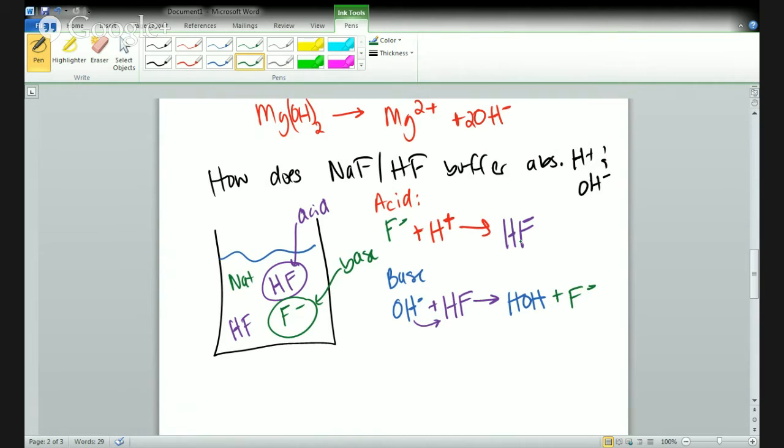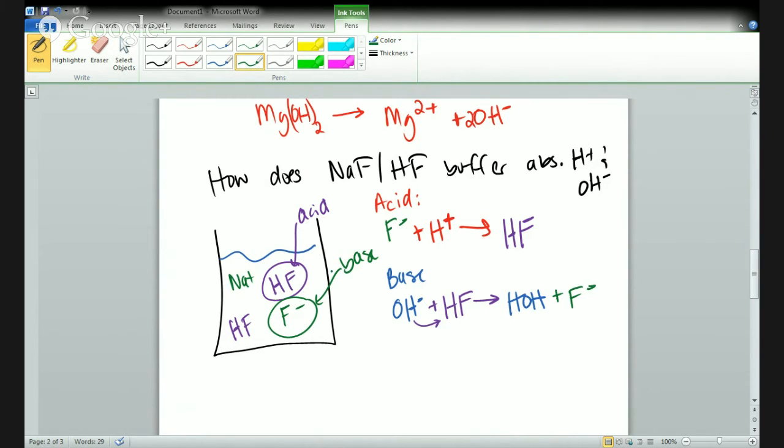So when you're doing a buffer, you have an acid and a base part so that you can react with any acid or base that's added. Any added acid will react with the base in your buffer, and any base that's added will react with the acid in your buffer. And because these are able to absorb those particles, you don't see a significant change in the pH.